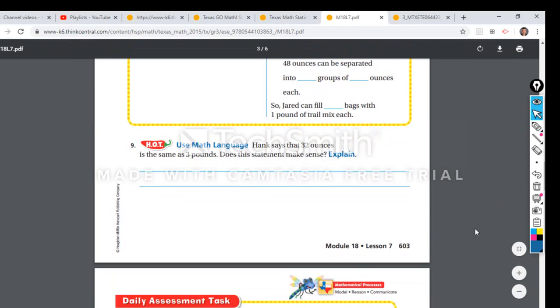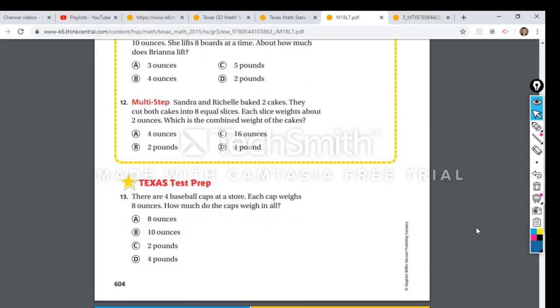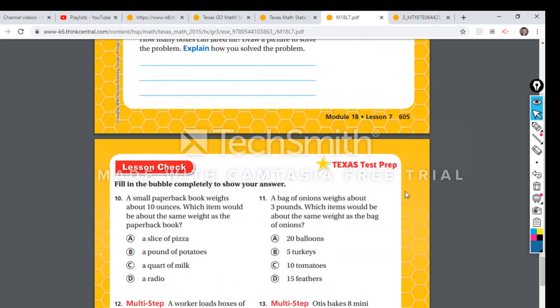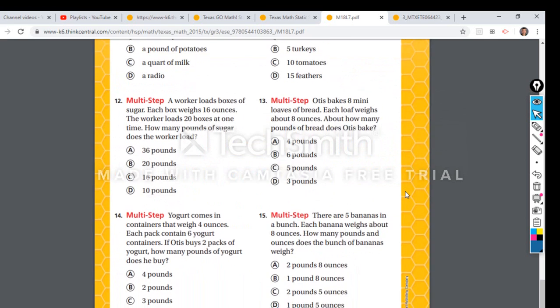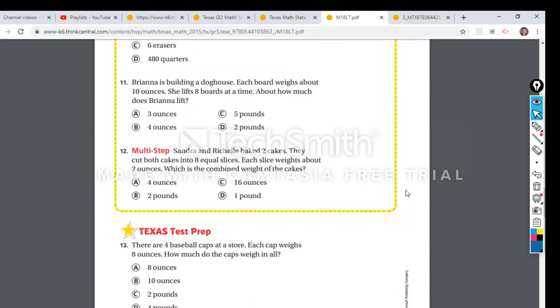So you have your daily task assessment to work on. Take your time. Go ahead and do your customary units for weight, the homework and practice. And again, just work through the process and know your ounces relationship to pounds. And it's 16 ounces to a pound.